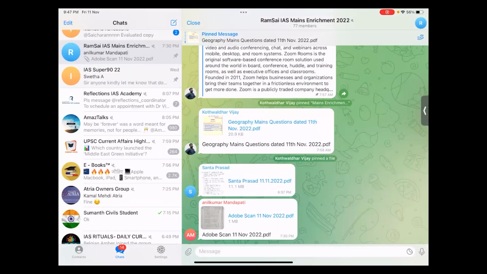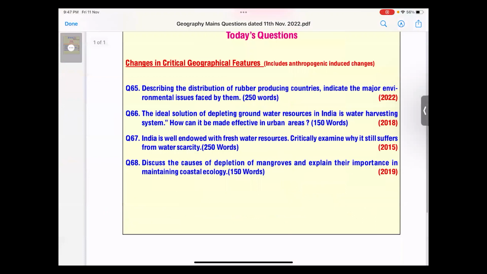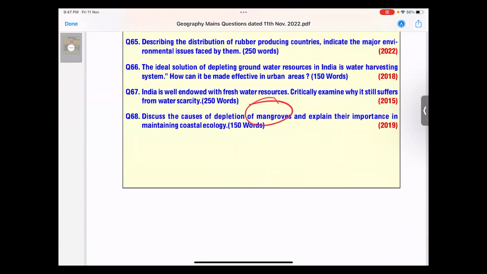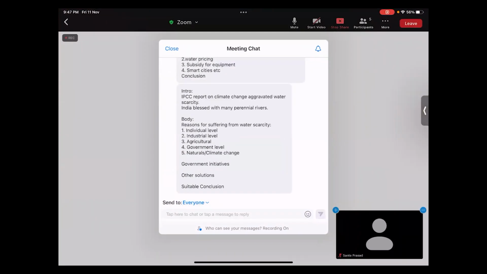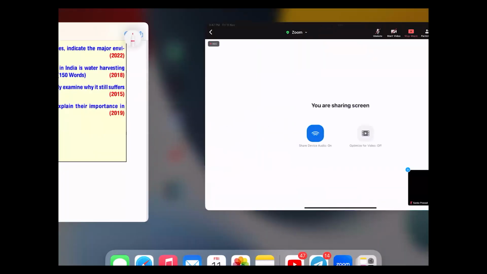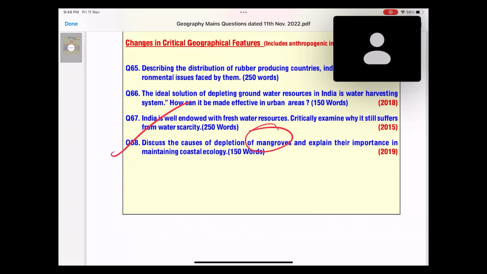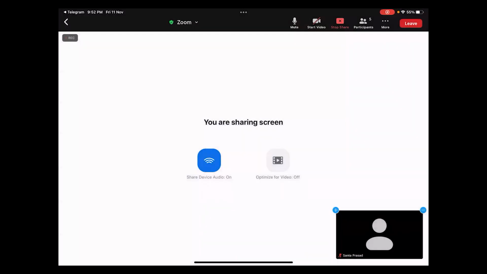See the last question. Discuss the causes of depletion of mangroves and explain their importance in maintaining coastal ecology. Okay. Again, similar answer, similar question. Take 2 minutes. Yeah, good point, Shanta Prasad.